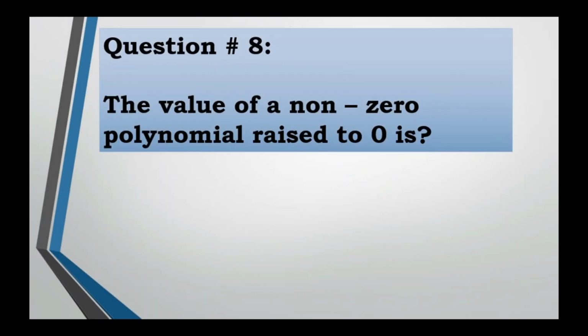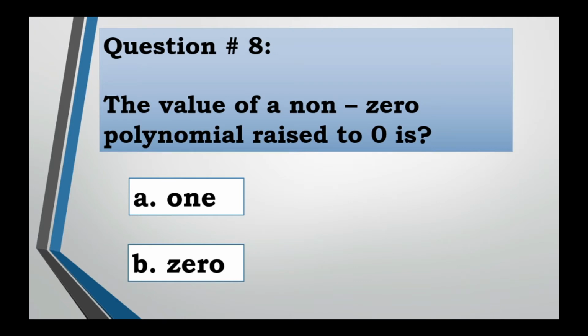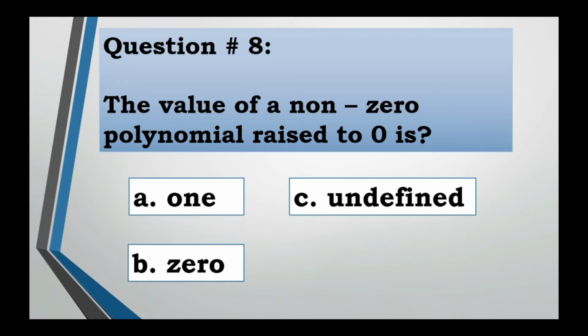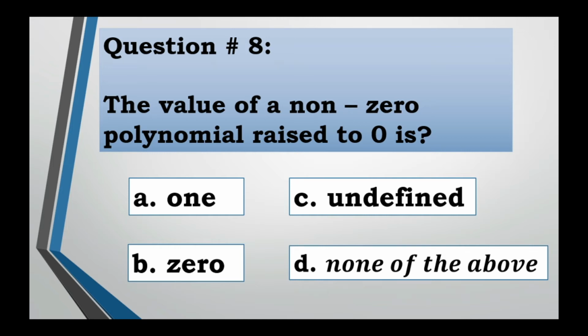Question number 8. The value of a non-zero polynomial raised to 0 is: letter A, 1. Letter B, 0. Letter C, undefined. Or letter D, none of the above.